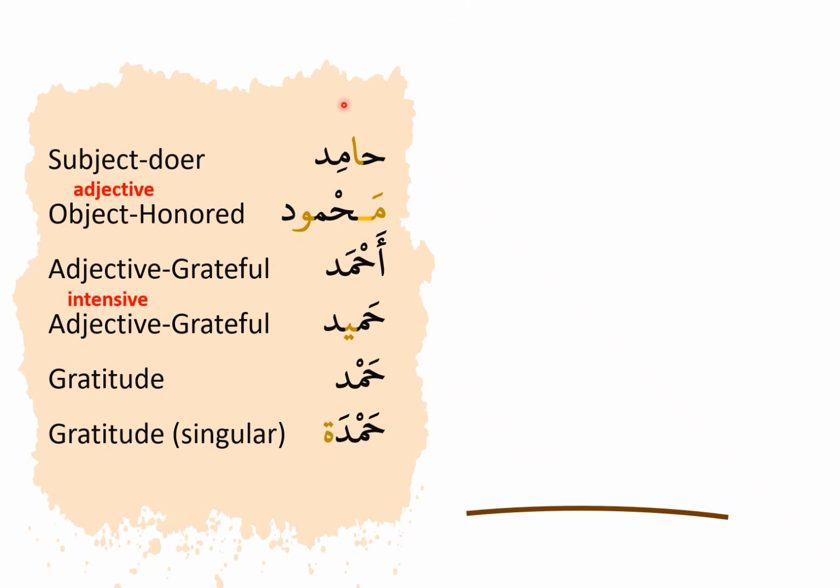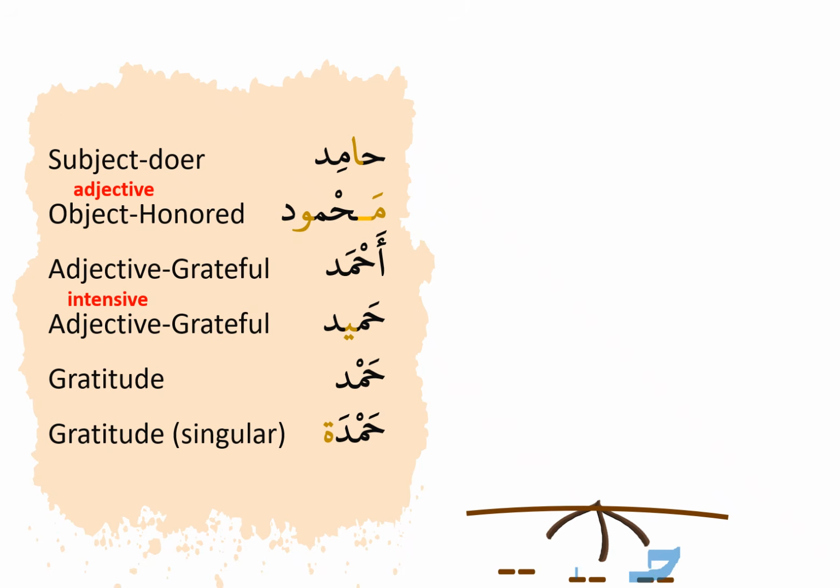Let's practice building new noun forms for these nouns. If you look at them very quickly, you'll notice that they share the same root letters. They're in black, the ha, mim and dal, repeated in all of them. If you read them, it's Hamid, Mahmoud, Ahmed, Hamid, and so on. So the root here, as you notice, is the 3 letters ha, mim, and dal.